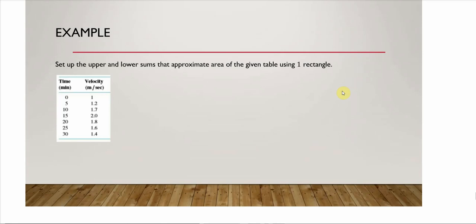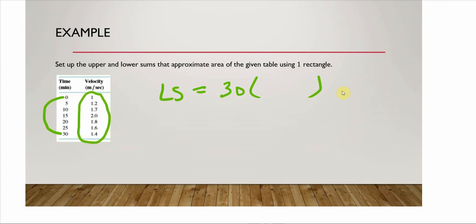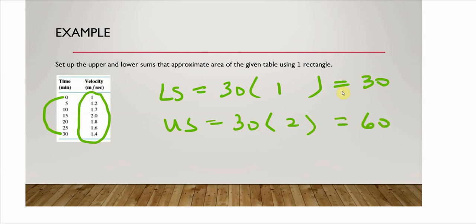lower sums. All right. So they want one rectangle, so I'm going to go from 0 to 30. So I'm going to do the lower sums. So my base is going to be 30, now, and then all you have to do now is find the lowest y value here. Which one is the lowest there? The lowest there is 1, so my lower sums is going to be at 30. The upper sums is going to be the highest though. Okay, so what is the highest value there? 2. So my upper sums is going to be 60, and I'm done.